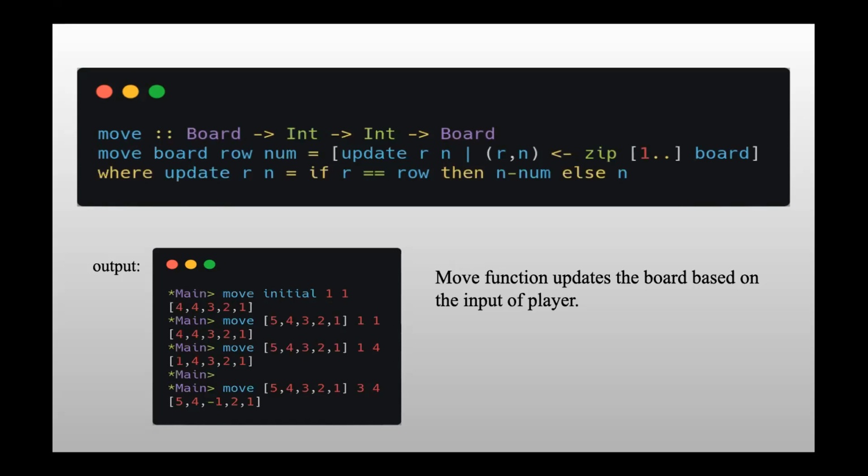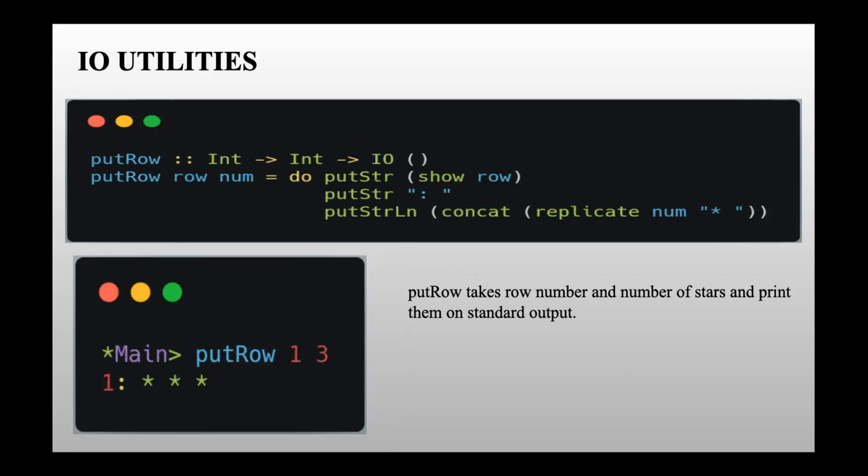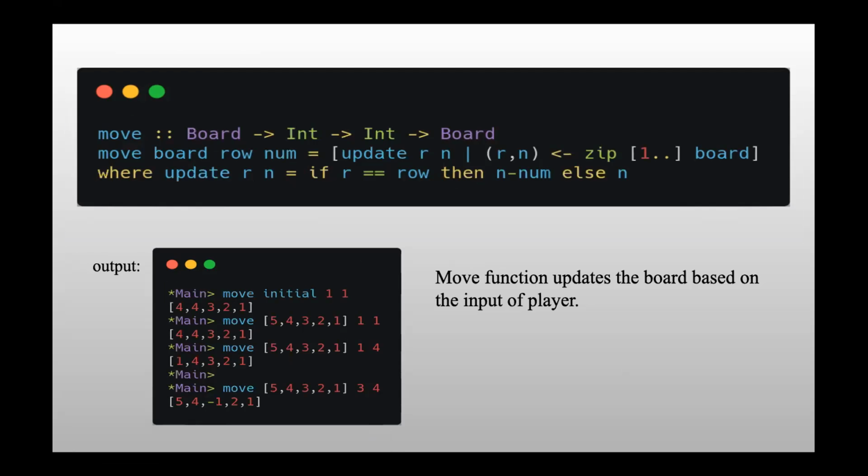So where do you use valid? In the main function we'll use it. First we'll validate, then the move function will be done. These are just utility functions we are using. So when the user enters the move, then you check for valid and then you update.